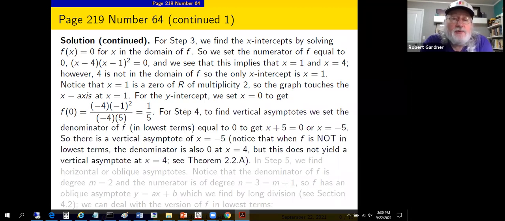Vertical asymptotes. For vertical asymptotes, we set the denominator equal to 0 when we've expressed the function in lowest terms. In lowest terms, the denominator was simply x plus 5. There was also an x minus 4 there. In lowest terms, we lose that and pick up the statement x is not equal to 4. Let me go back to the previous slide.